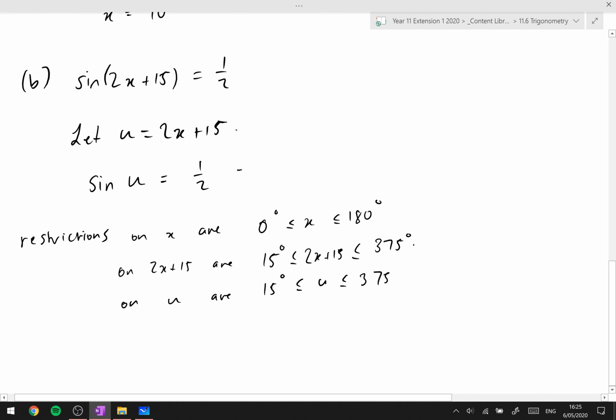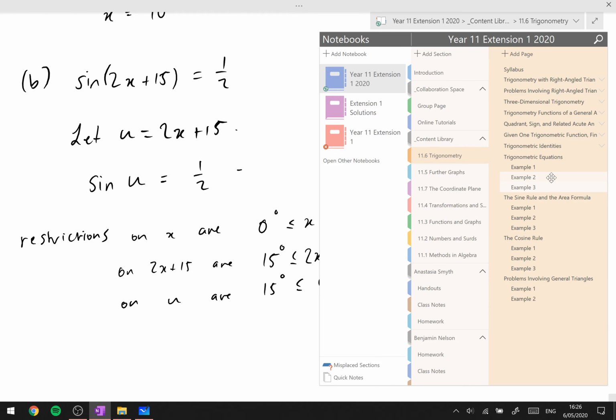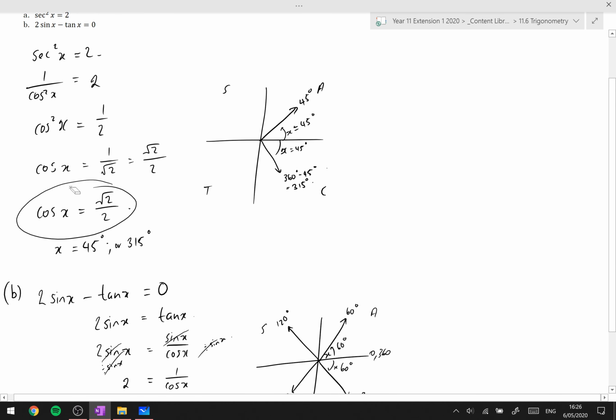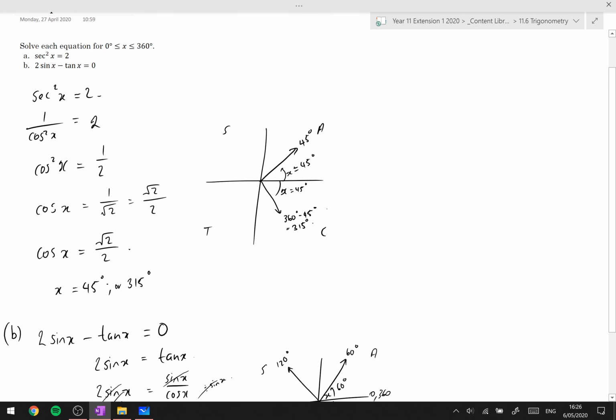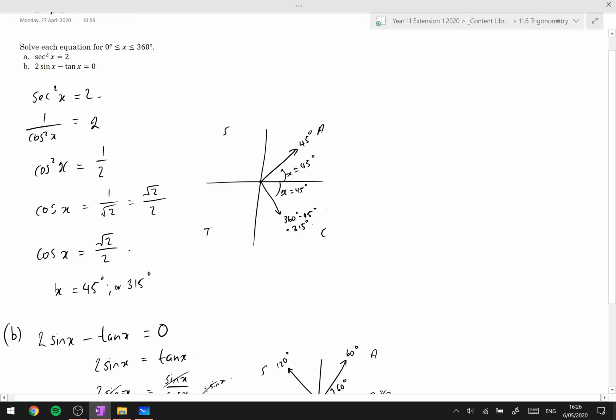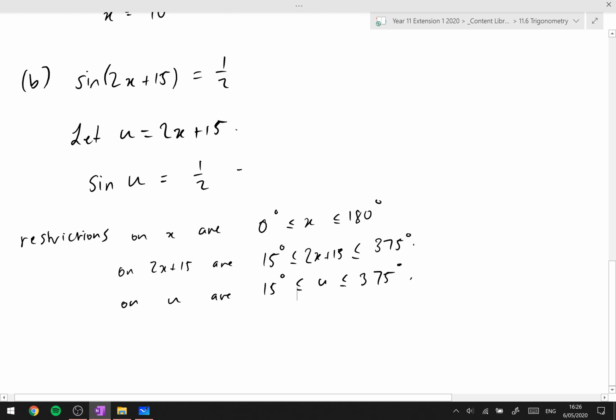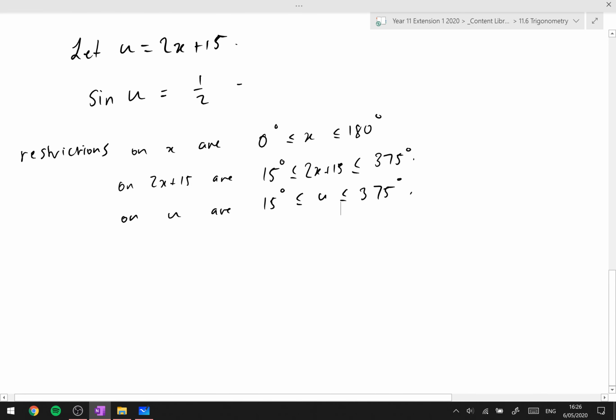So basically, we're going back and doing what we did in these last few examples, but instead of doing x, we're doing u, and then we're just reapplying what we've done to the x in the beginning, like we multiplied by 2 and added 15, so we're just redoing that, we're doing the opposite of it.